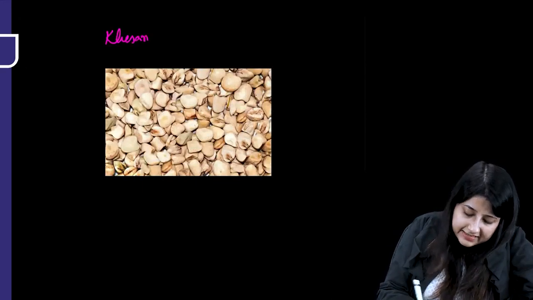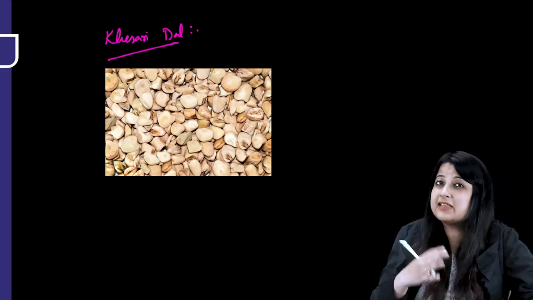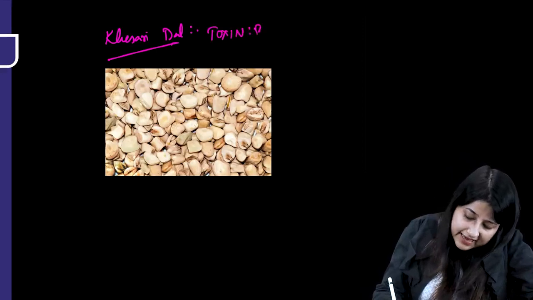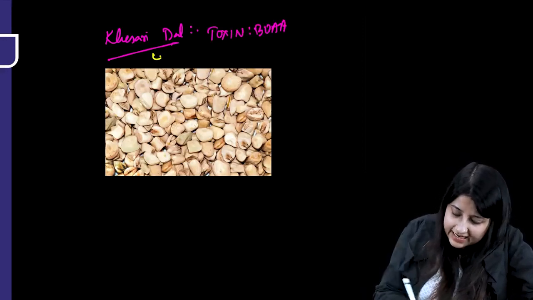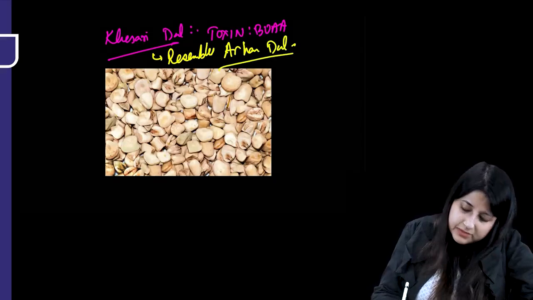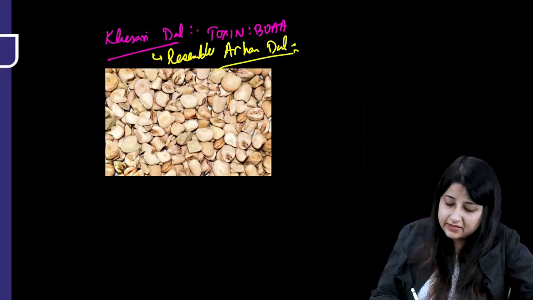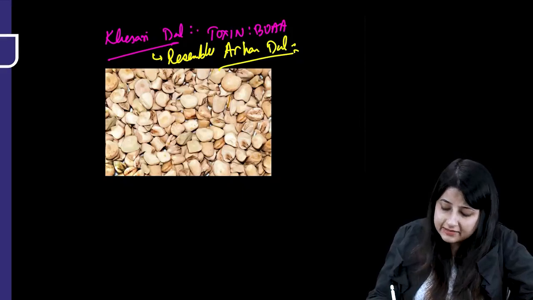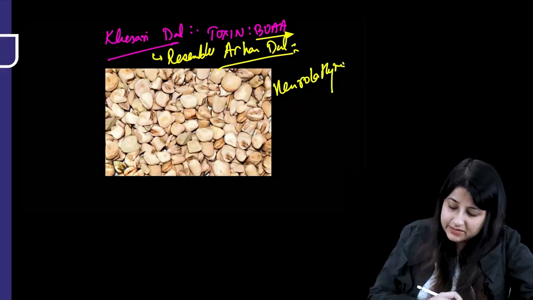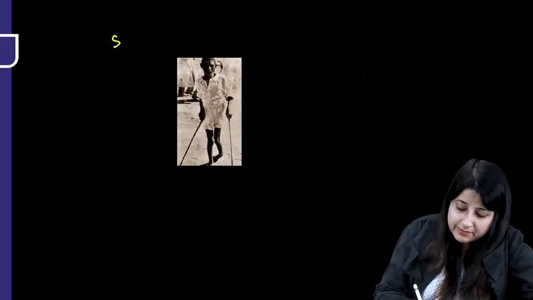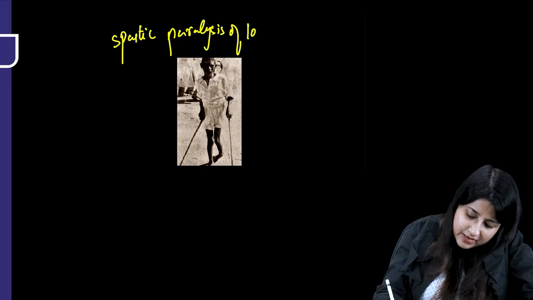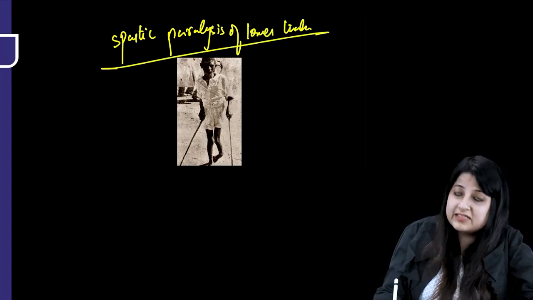So this is khesari dal. Now, although khesari dal has now been banned, still it is being grown illegally. This has the toxin BOA. And the question can come that khesari dal resembles which dal, everybody? Khesari dal resembles arhar dal. So khesari dal is mixed with arhar dal. And this toxin BOA leads to what is known as neurolathyrism. Neurolathyrism is nothing but spastic paralysis of lower limbs. Can you see this? Spastic paralysis of lower limbs you can see, not flaccid, spastic paralysis.